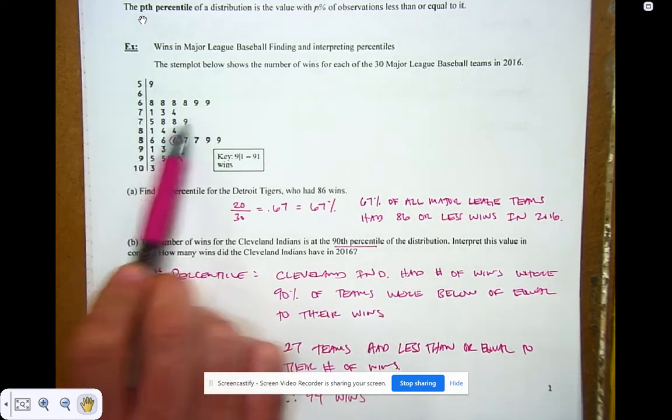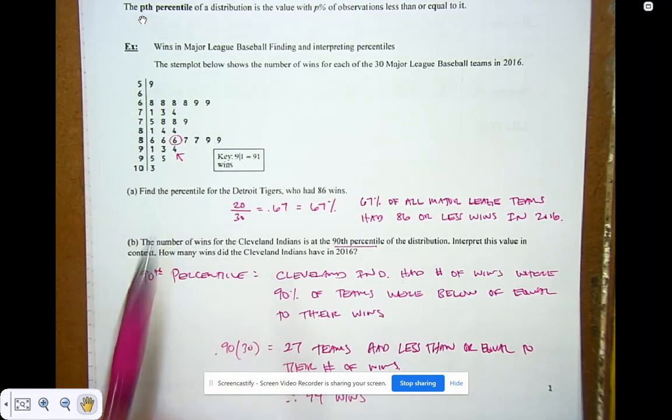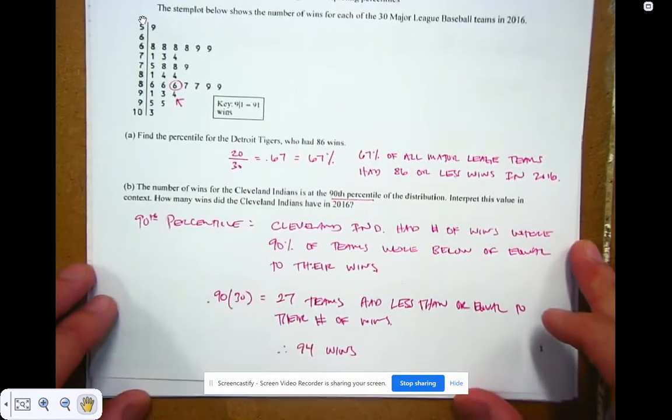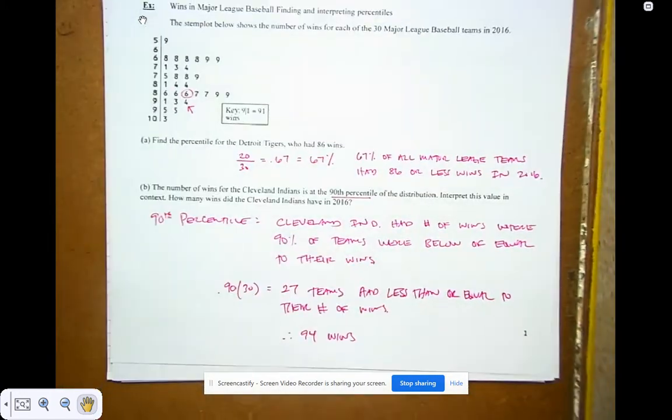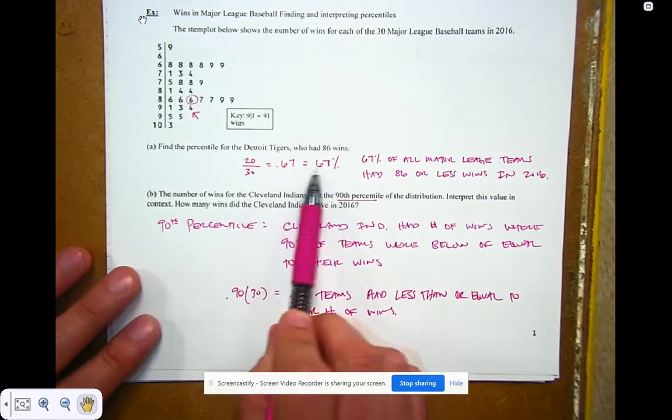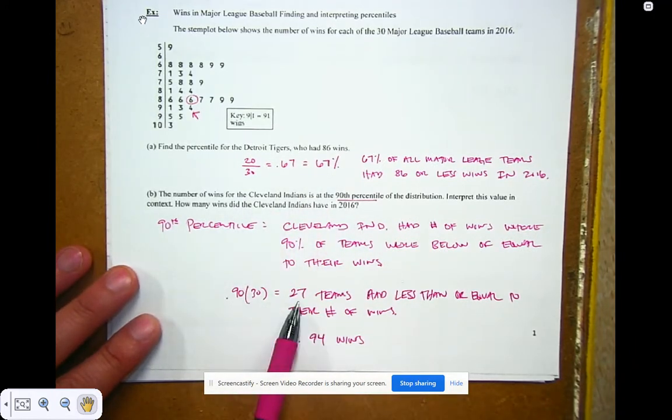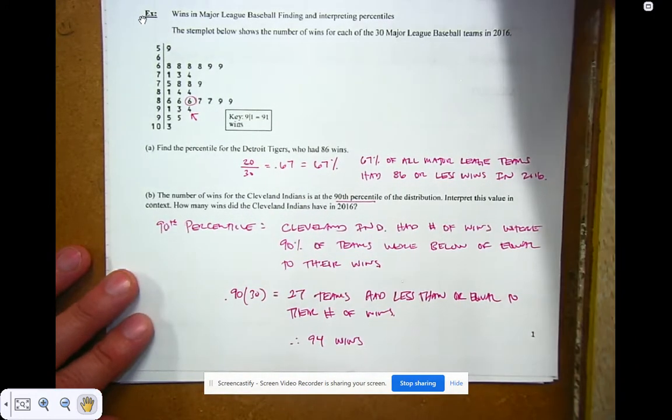We would have counted all these, which would have been 27 out of 30, giving us our percentile of 90. Okay, so simple stuff. You should be able to calculate a percentile, and then given a percentile, work backwards, given some type of graph.